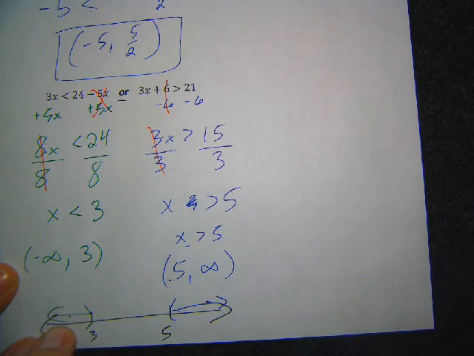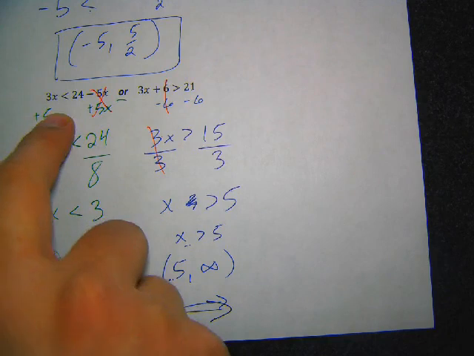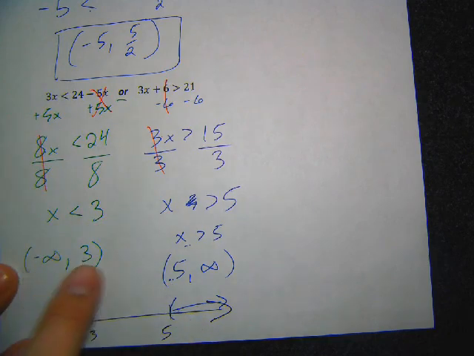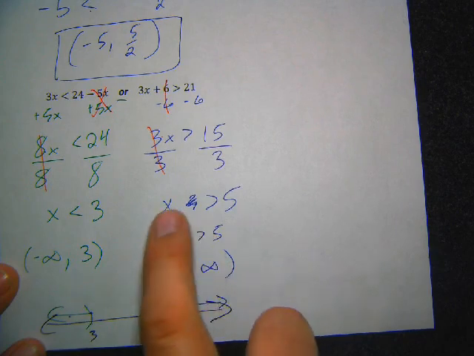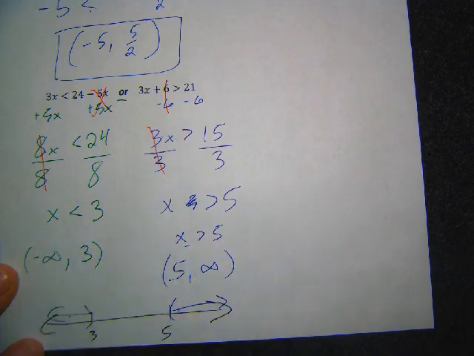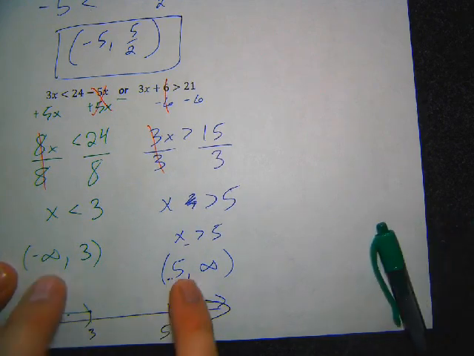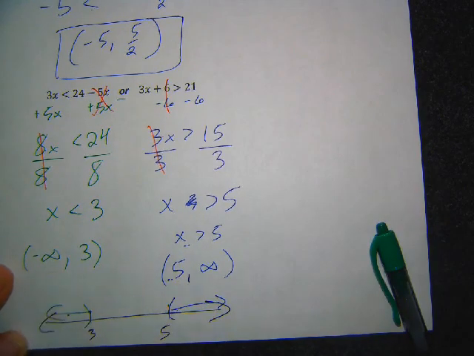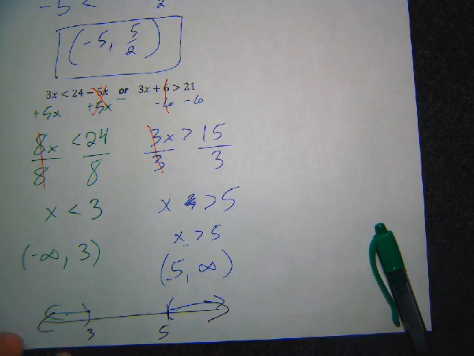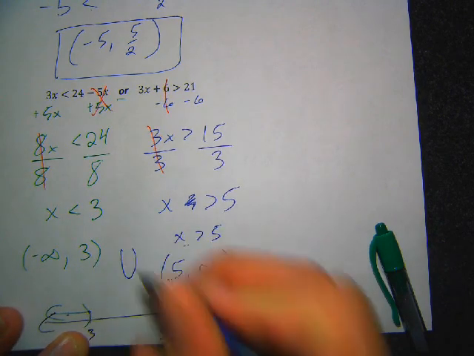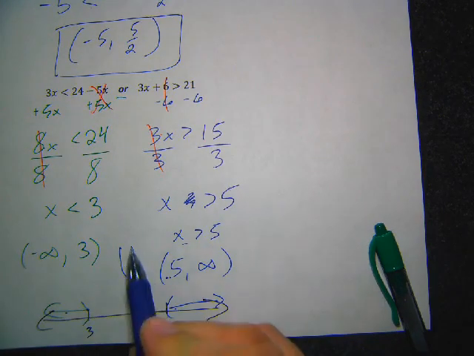Small numbers like 1, well, 1 makes this one true, because if you put in there, 1 is less than 3, it works. And big numbers like 7 work because 7 is bigger than 5. 7 makes this one work. So all those numbers have to be counted. So the way I do that is I just take both intervals, these two separate intervals, and I put a big union symbol between them. So we use the union symbol.